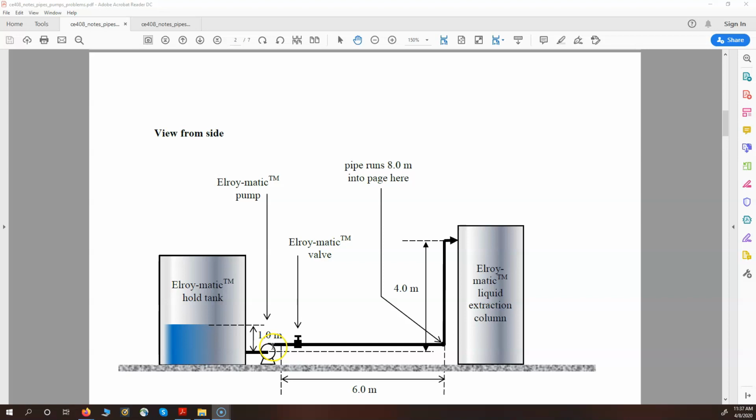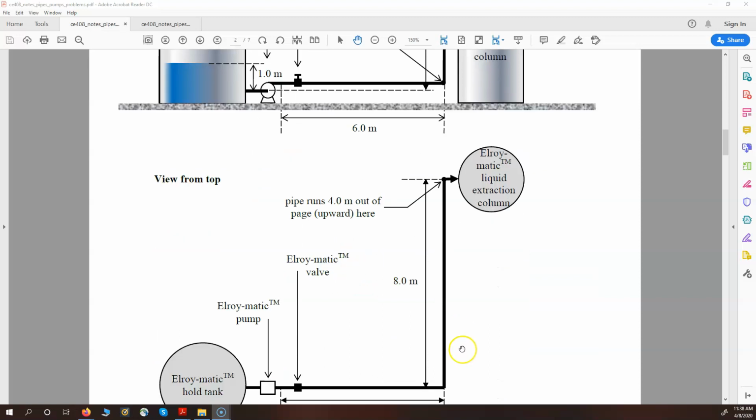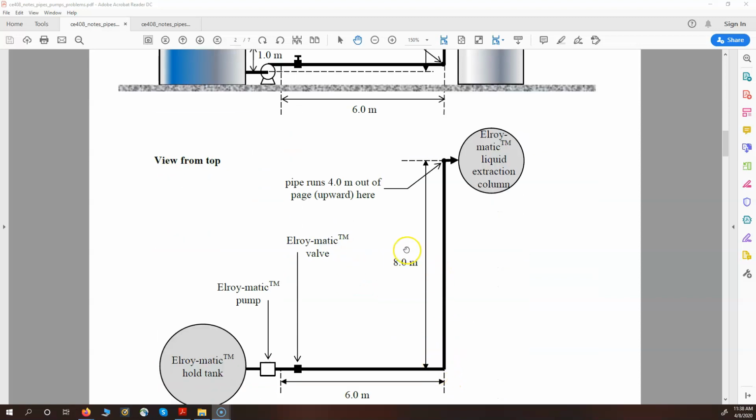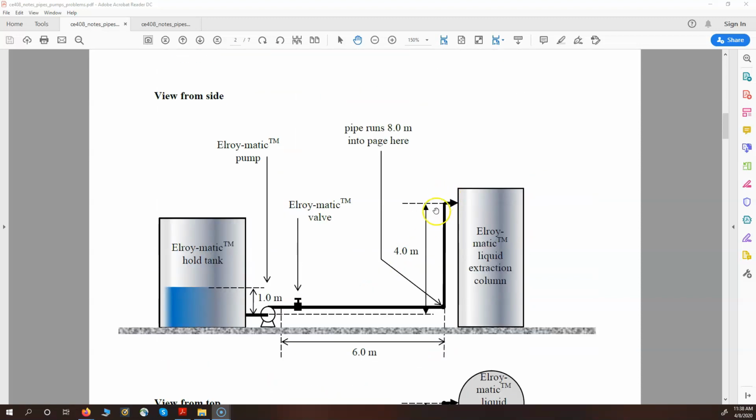Then we have this line leading 6 meters to the right. Although you can't see it in this picture, it goes back 8 meters. And then another elbow, it goes up 4 meters and then into the top of this liquid extractor. And we've got this control valve here. We're going to consider a number of different positions of the control valve. So this will be set at some position and we want to investigate what happens.